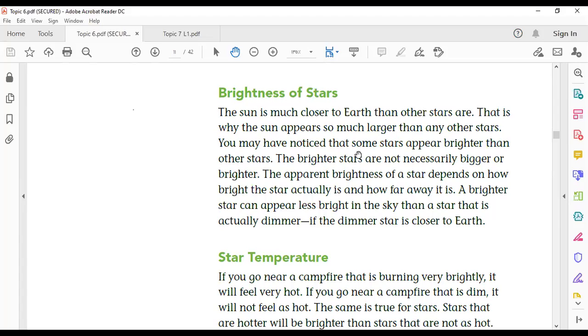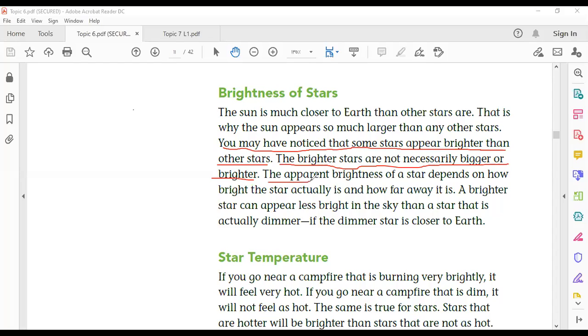You may have noticed that some stars appear brighter than other stars. Again, this is an important thing. When you look at the sky, some stars appear brighter than other stars. Now, the brighter stars are not necessarily bigger or brighter. The stars that appear brighter in the sky are not necessarily bigger or brighter.